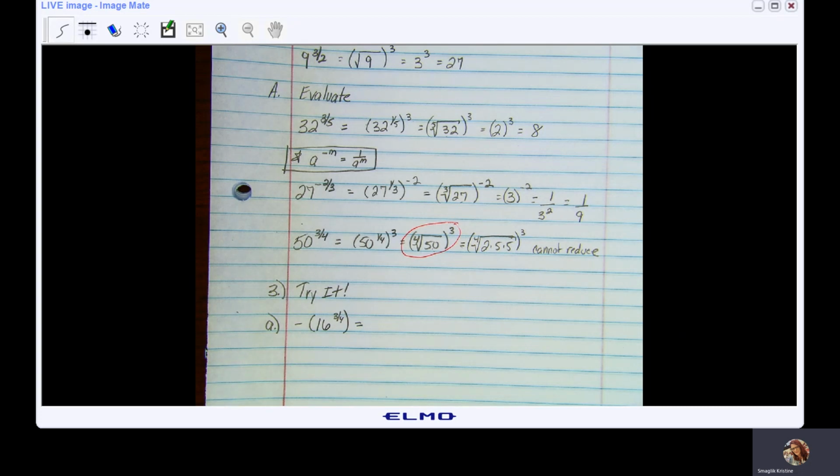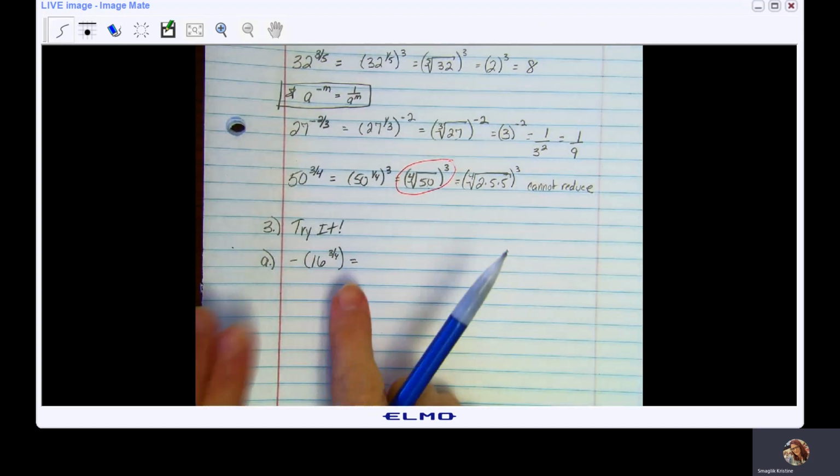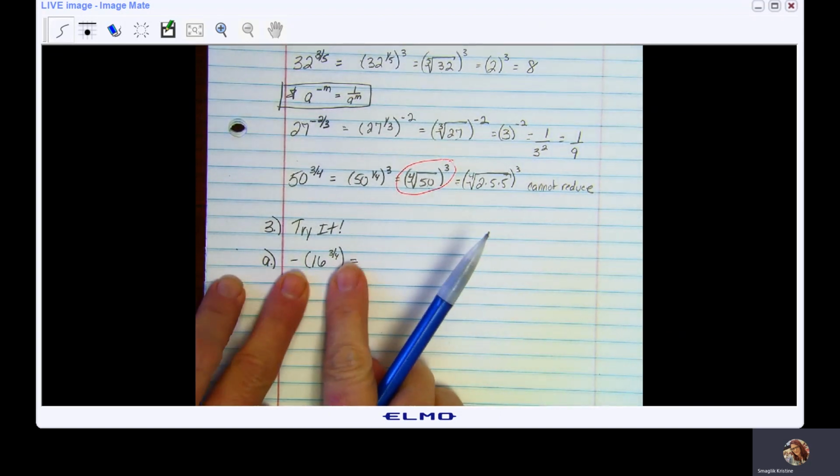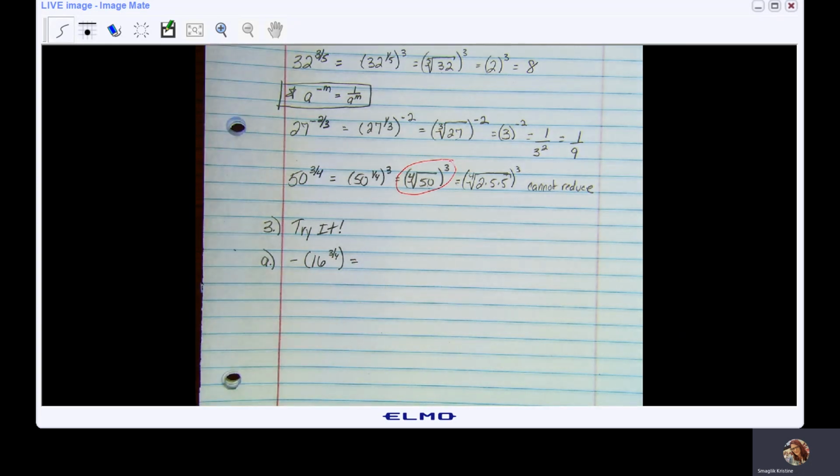And now let's take a look at your try it. Again, jot it down. You have a negative. The negative is outside the parentheses. 16 raised to the 3/4 power. Go ahead and pause this video, give it a try, and then come on back and check your answer.